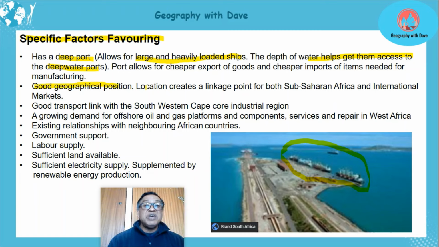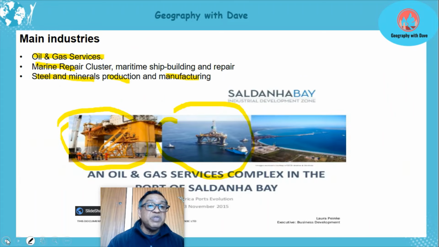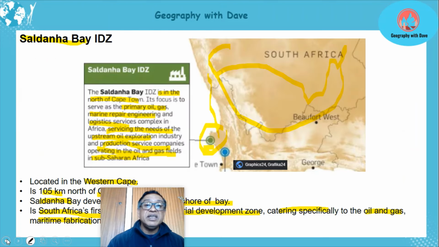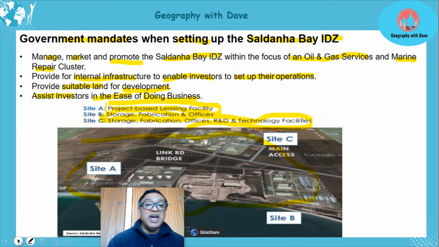The location creates a linkage point for both sub-Saharan Africa and international markets. Brilliant. I want to go back here quickly to show you that. Can you see where it's situated? Sub-Saharan Africa is right there. Plus, it can send out things to other continents, etc. So it's got a brilliant location.